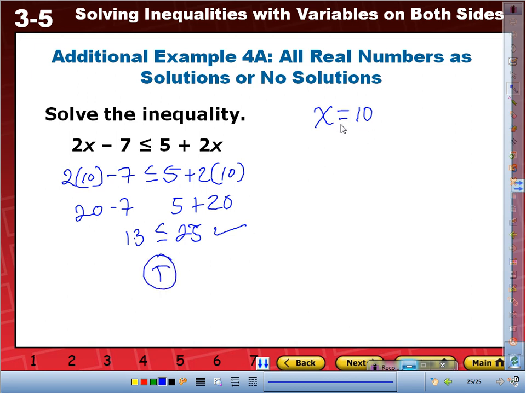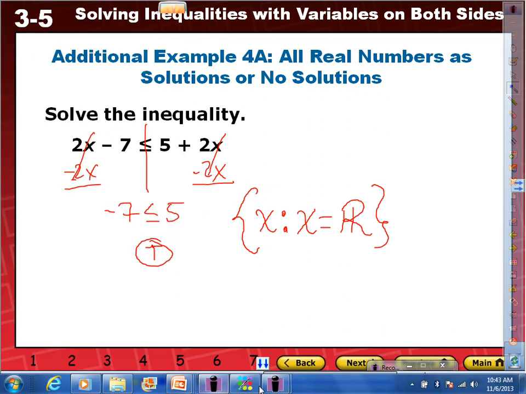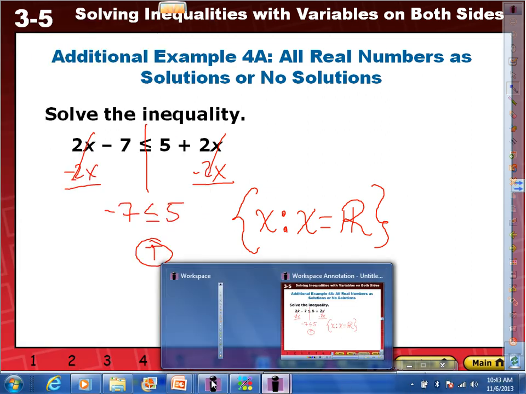So what does that mean? Any number we substitute will make this true. And what do we call these any numbers? They are called all real numbers. Copy that, please. Boom. Or should I say, bam.